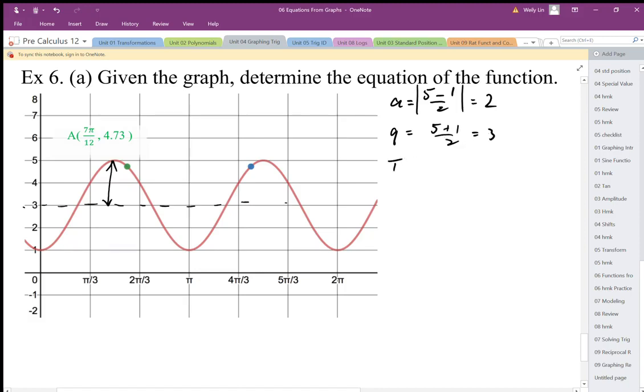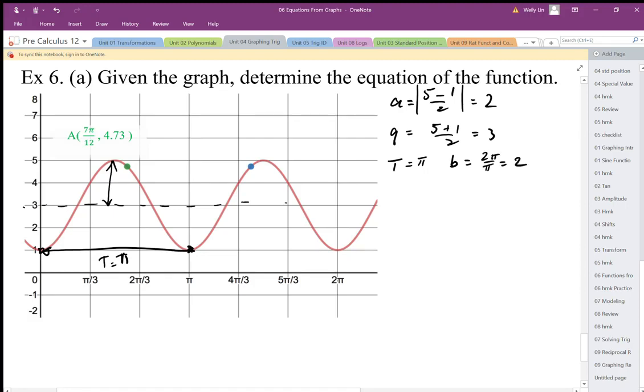My period, I can see from the graph, just looking from here to here, my period, and now I'm not going from min to max, I'm going min to min. So that's my actual period. My period is pi. That makes my B value equal to horizontal compression of 2.